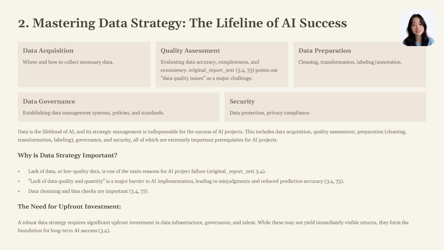Let's move on. The second key to successful AI projects is mastering data strategy, the lifeblood of AI success. Let's take a closer look at how data determines the quality and reliability of AI. Data is the lifeblood of AI, and its strategic management is essential to the success of AI projects. Data strategy includes data acquisition, quality assessment, preparation, i.e., cleaning and conversion, labeling and annotation work to make it easy for AI to learn, data governance that defines the data management system, and even security. These are extremely important prerequisites for AI projects.